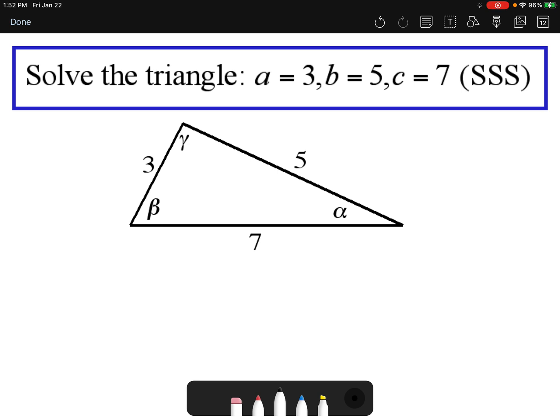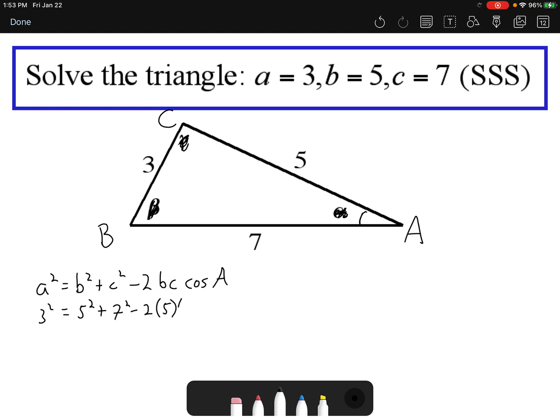Now here is a side side side problem. Now we don't have any angles, just A, B, C. And the law of cosines is not fun with angles. It's just not. So if we're going to find angle A, let's say, then we know it's going to be the formula A squared equals B squared plus C squared minus 2BC cosine angle A. So now we plug in all the numbers we know. 3 squared equals 5 squared plus 7 squared minus 2 times 5 times 7 cosine A.